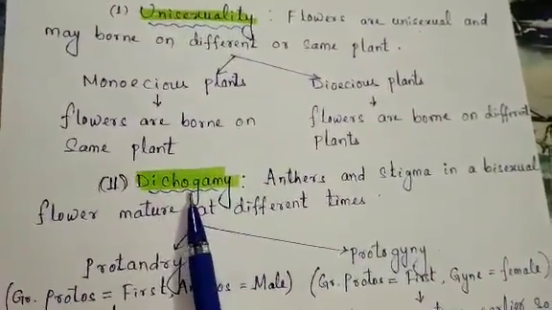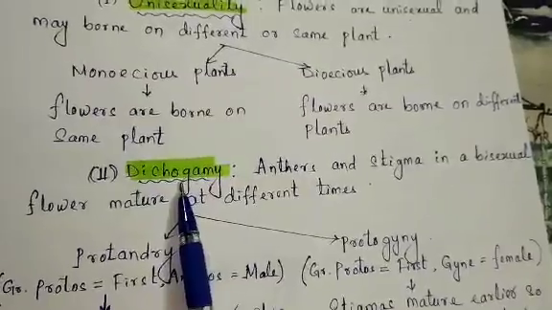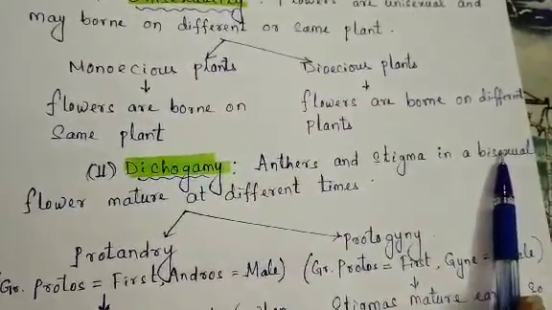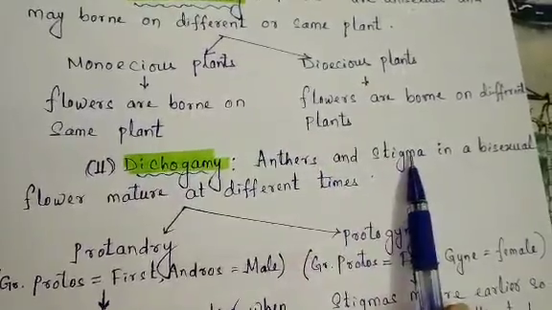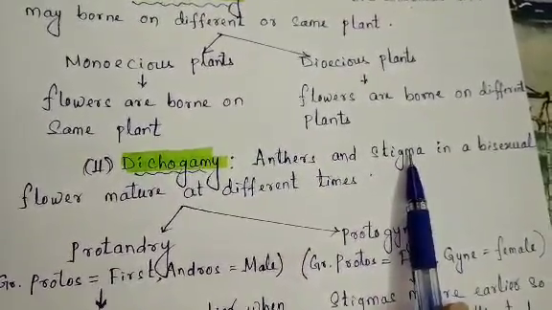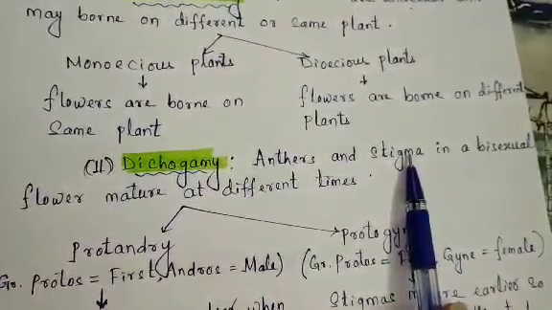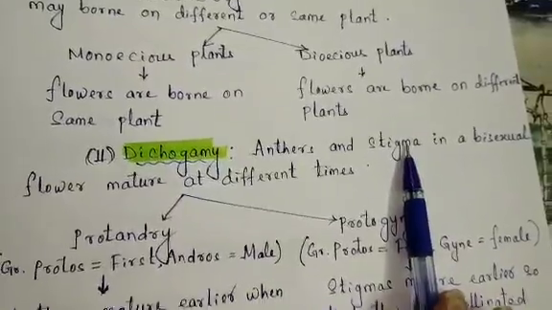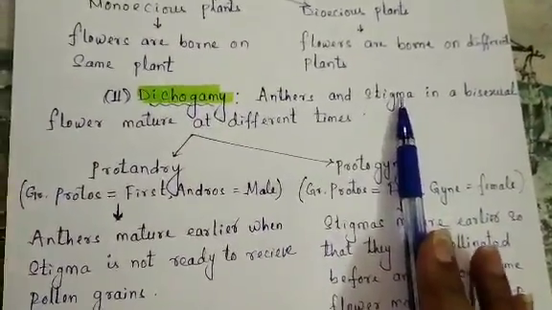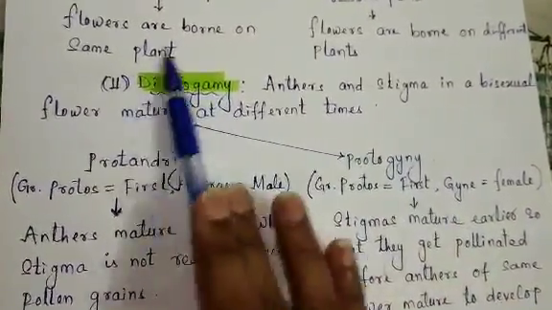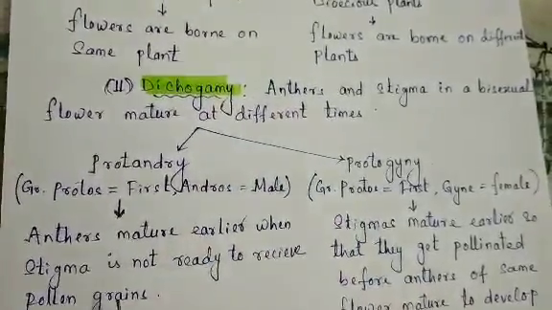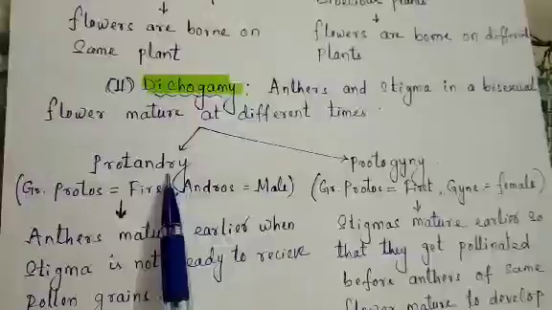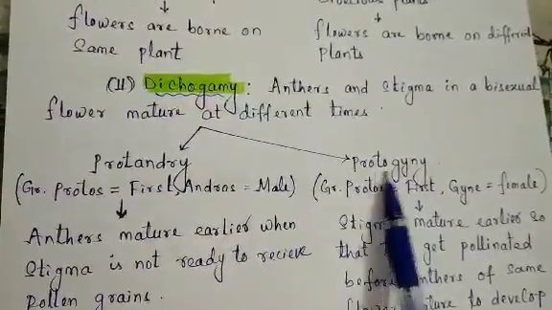Second comes dichogamy. Here the anther and stigma of bisexual flowers mature at different times. That is, if the male and female gametes are formed at different times, then fertilization cannot occur here, so it requires cross-pollination. This process is called dichogamy, and we have two types of dichogamy. One is called protandry, and the other is called protogyny.